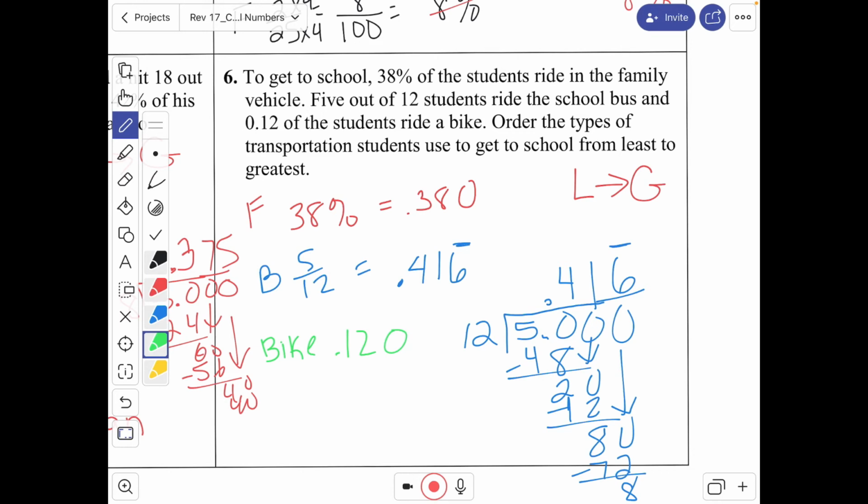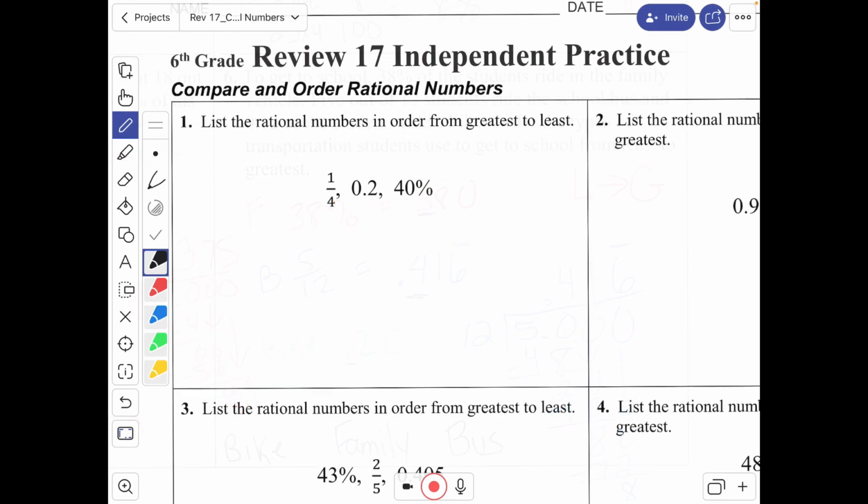Now, who was the littlest? The bike, because it starts with a 1. And then the family vehicle, because it starts with a 3. And then the biggest number would be the bus.